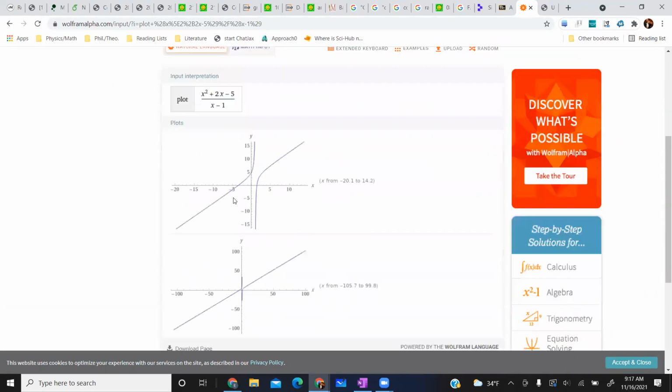So I'm plotting this function. First of all, the root of the denominator is 1, so the function is not defined at 1. There's a singularity at 1, so there will be a vertical asymptote at 1. Then there's a theorem that says because the degree of the numerator is bigger than the denominator, there will be no horizontal asymptote. But there is that slant asymptote right here.